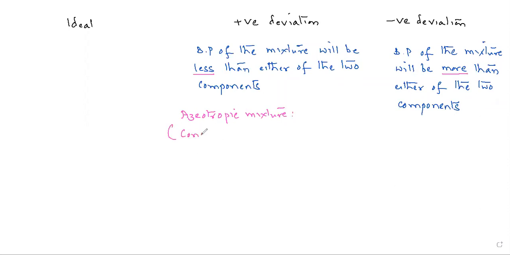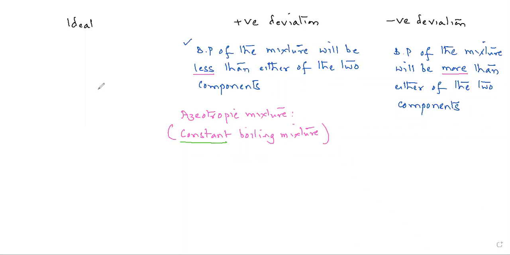See, azeotropic mixtures are also known as constant boiling mixtures. As the name itself suggests, the mixture will have one particular boiling point. That is what I said. In case of positive deviation, the mixture will have a boiling point less than either of the two components, only one particular. Two different liquids with two different boiling points.